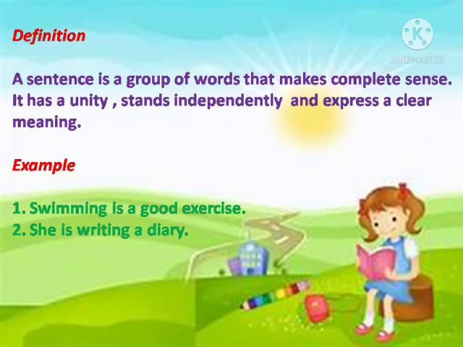For example, swimming is a good exercise. Now here, swimming, is, a, good, and exercise are all separate words, and when we join them together, it makes a sentence and it has a meaning also. It makes sense also. So actually a sentence is a collection of words, but the words should be arranged in such an order that they make complete sense and they express a clear meaning.